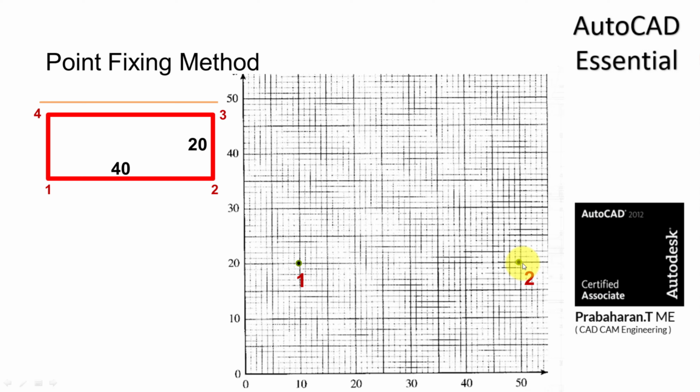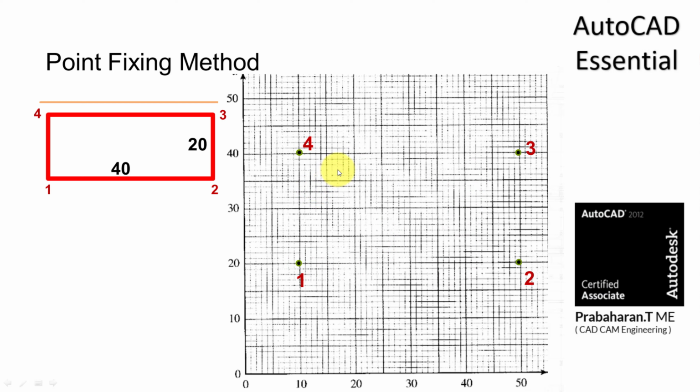Similarly, now I have to fix point number 3. Point number 3, I have to fix vertically. How much distance from 2 to 3? 20 mm. So from here to here 10 mm, another 10 mm. So 40 is my destination of y, and x is the same. So 50, 40 is my third point. Similarly, the fourth point you will get at 10, 40. I got the 4 points. So what do I have to do now? I have to connect these 4 points with lines. I will get the rectangle, right?